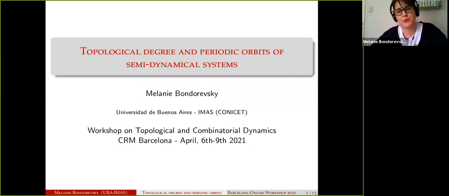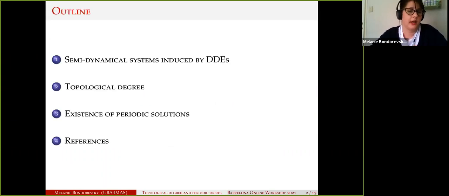So the title is Topological Degree and Periodic Orbits of Semi-Dynamical Systems. And the main idea is to show how topological techniques can be used to show the existence of closed orbits of dynamical systems. So with this setting, a brief outline is that the semi-dynamical system that I will consider is induced by delay differential equations. And because of that, I'm going to give a brief definition about topological degree and some tools in order to state the main result, that is the existence of periodic solutions.